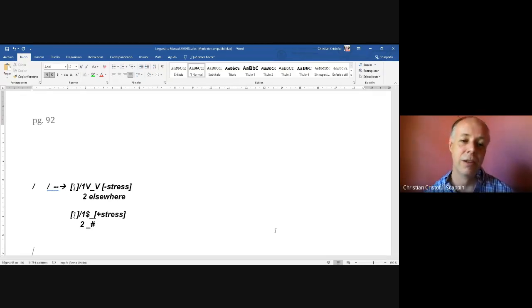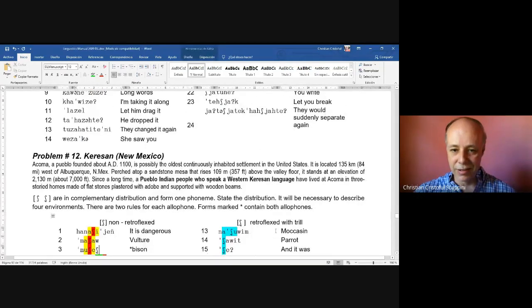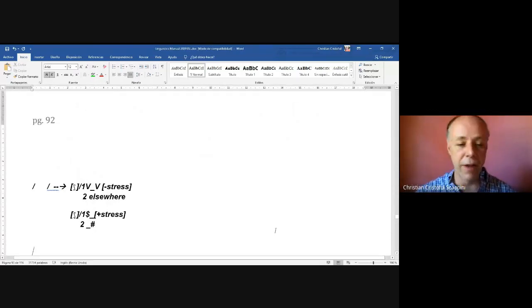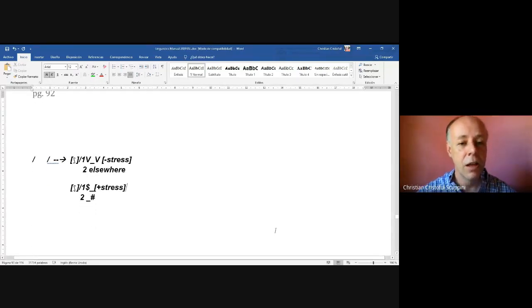Okay. So this is the exercise. For the distribution, it will be necessary to describe 4 different environments. There are 2 rules for each. Yeah, I think we did that. So what should I write in the exam? The elsewhere is always the phoneme. So here, this is the phoneme. Okay.